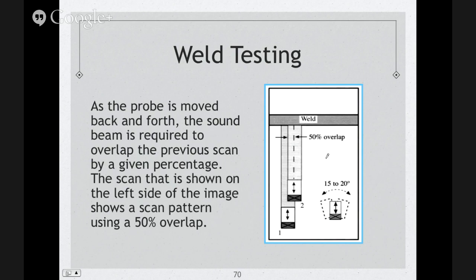Usually your spec will tell you how much they want you to overlap. If they don't tell you, a good practice is to overlap between 20 and 50%. If they tell you to do it at 10%, then you don't need to go all the way to 50%. Or if they tell you to do it at 50, well, you don't do it at 20. You do it at whatever the procedure calls for.